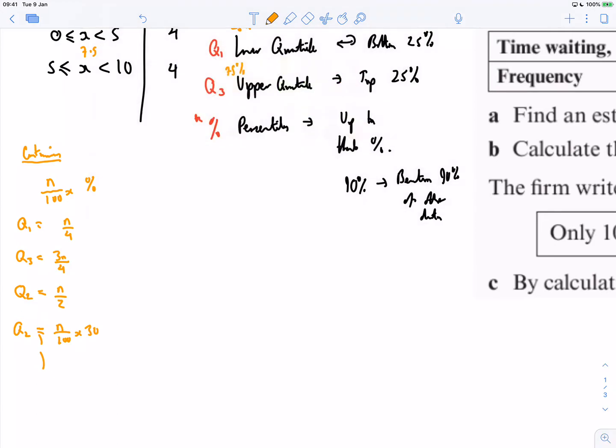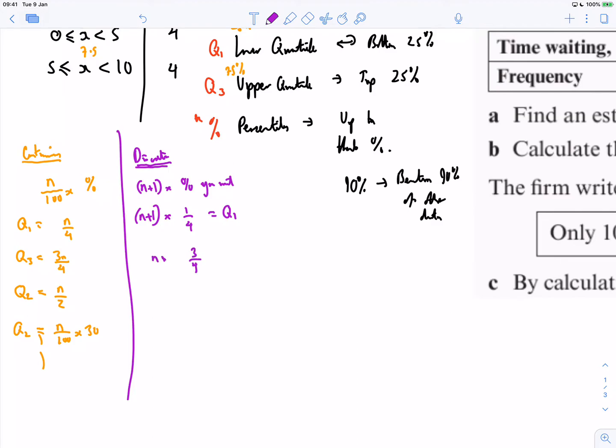Now, unfortunately, Edexcel does it again. For discrete data, you do n plus 1 times the percentage you want. What do I mean by that? If I wanted the lower quartile, it'd be n plus 1 times 1/4, or 25 over 100. So that's quartile 1. If I wanted the upper quartile, it'd be 3/4 of n plus 1.